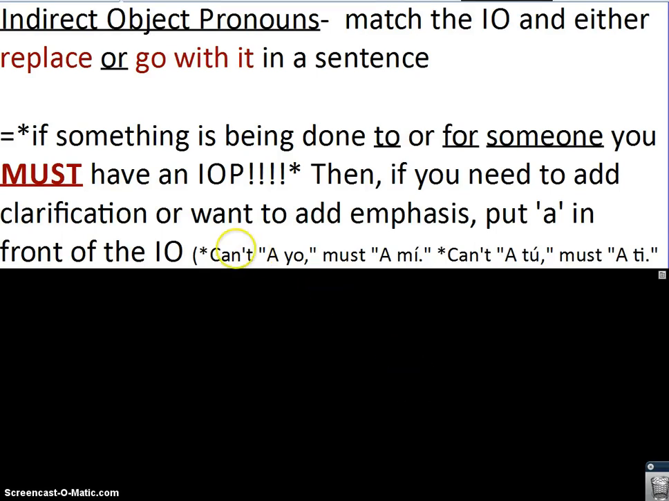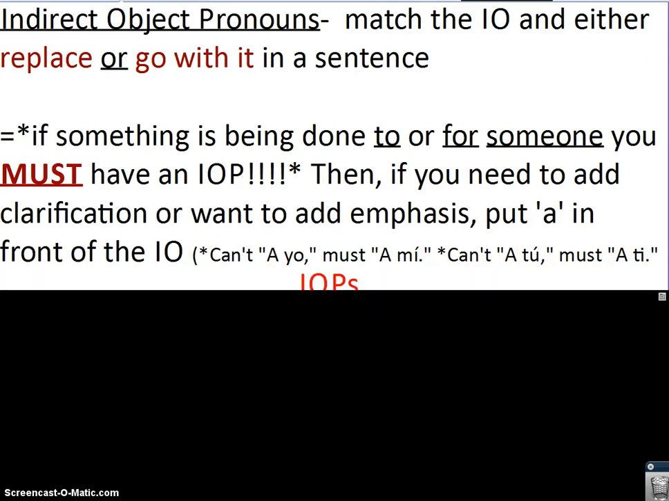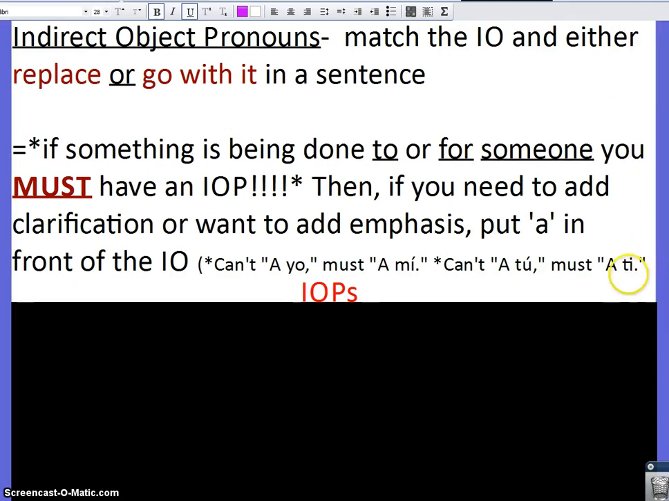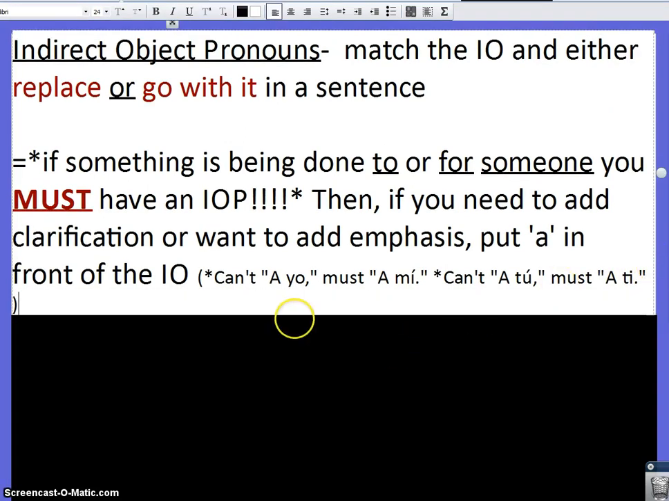And just a reminder, you can't say yo. So for example, if I want to say I like something, you guys know you can't say yo me gusta. You have to say a mí me gusta. And you can't say tú. You guys know that you say a ti te gusta. These are just reminders. Go ahead and write that information down. I realized I forgot to close my parentheses here. And of course it goes on to the next line.